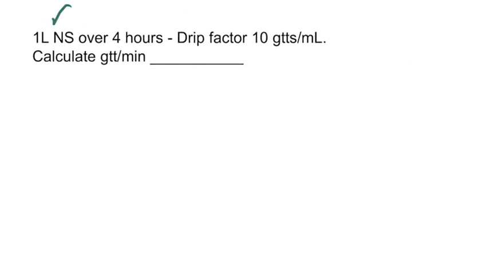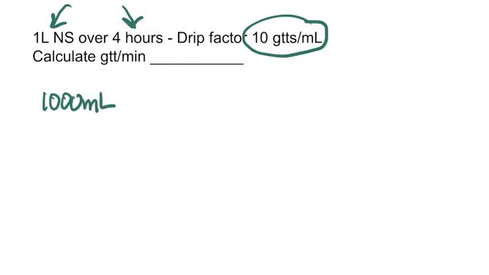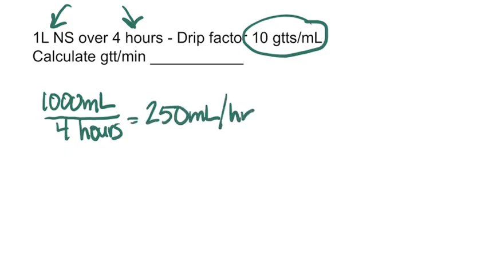Okay, I have 1 liter of normal saline over 4 hours with a drop factor of 10. So 1,000 milliliters. I'm going to go ahead and just convert that right now, because I can't put liters in my equation, over 4 hours. And I know that that makes my hourly rate 250 milliliters per hour. 1,000 divided by 4 is 250.